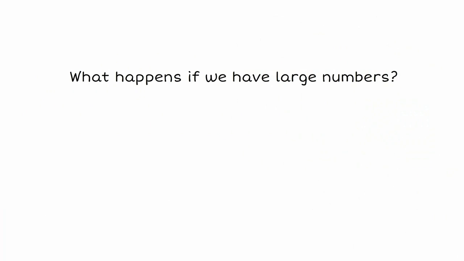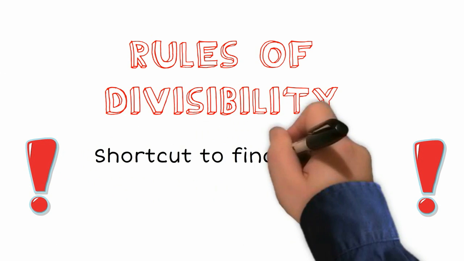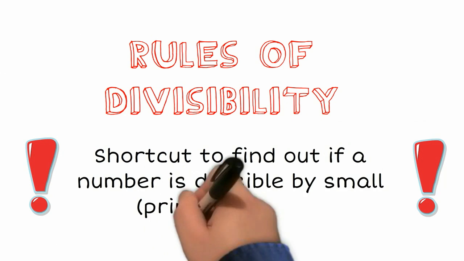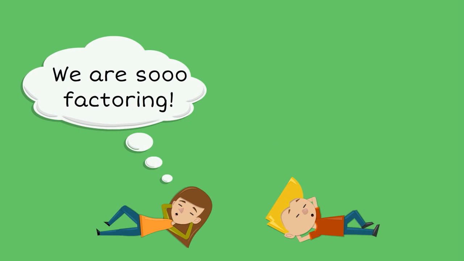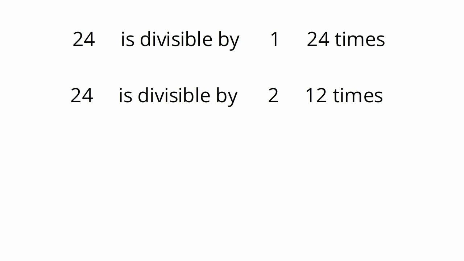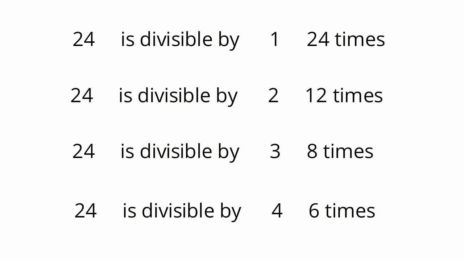What happens when we are asked to find the factors of larger numbers? This is when we need to know the rules of divisibility. The rules of divisibility are tests that we can do on products to see what the factors are. It's like working backwards. In our examples, we found those numbers that the product is divisible by. We know that 24 is divisible by 1 24 times. We know that 24 is divisible by 2 12 times, by 3 8 times, and divisible by 4 6 times.